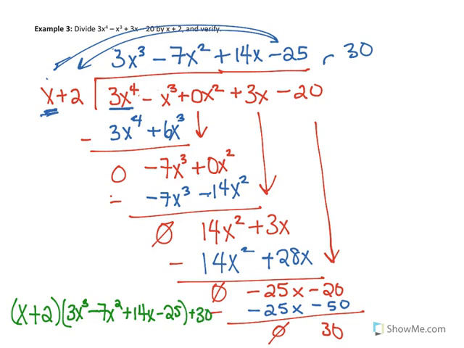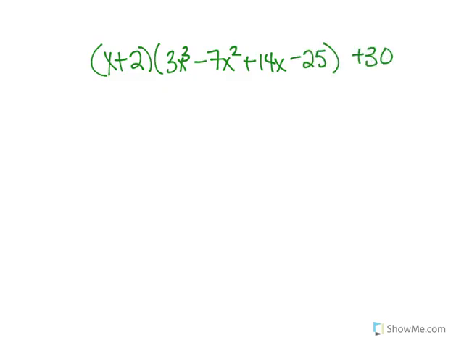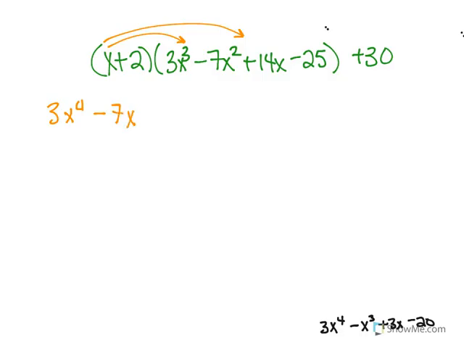So let's verify. Well, I'll just change the screen. So we have x plus 2, 3x cubed minus 7x squared plus 14x minus 25 plus 30. And we're trying to make 3x to the power of 4 minus 3x cubed plus 3x minus 20. Okay, let's distribute. So we have x times 3x cubed is 3x to the power of 4. X times negative 7x squared is minus 7x cubed. X times 14x is 14x squared. X times negative 25 is negative 25x.